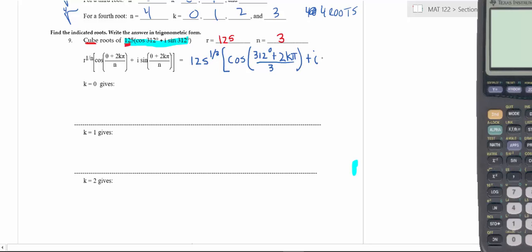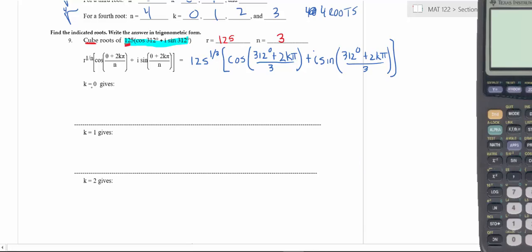Then we have plus I times the sine of 312 degrees plus 2k pi over 3, like that. So that's how you want to start. You want to know what everything represents. This is the radius. It's a cube root, so it's a 1/3 power, so the 3's go there. And we've got the angle, now we're going to vary k. All right, now you'll begin to see patterns in these problems as we do.